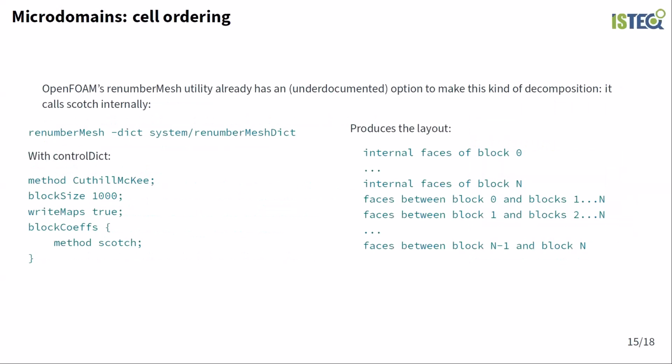And actually, OpenFOAM already has something to support this. In the renumberMesh utility, there is an undocumented option called blockSize, which does what we need. Internally, it calls Scotch to decompose the domain into what they call blocks of approximately the size that you specified. And then it arranges the cells and faces in such a way that you have internal faces of one block, internal faces of the next block, and then in the end you have faces between blocks. And this is what we need, and we can use that.